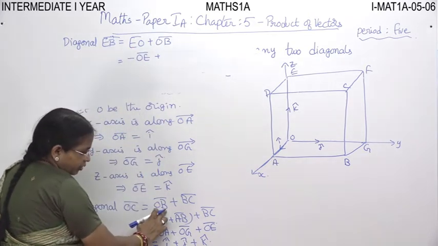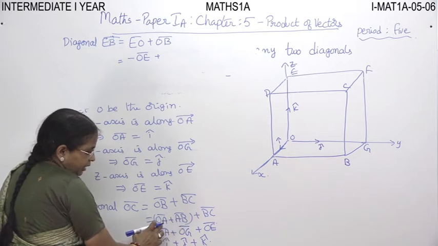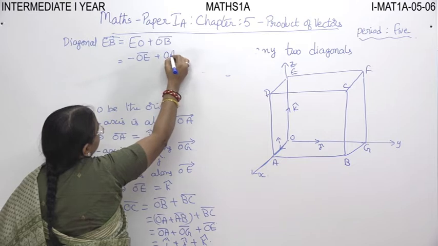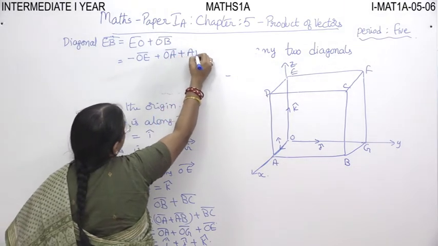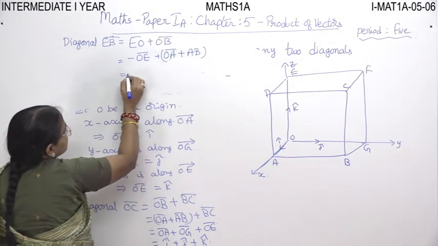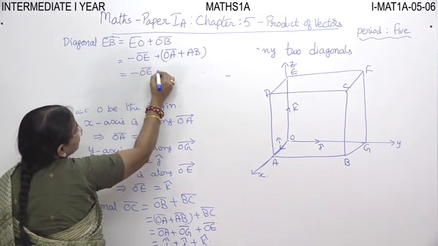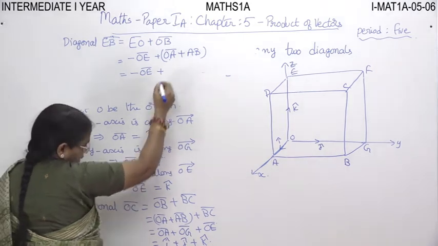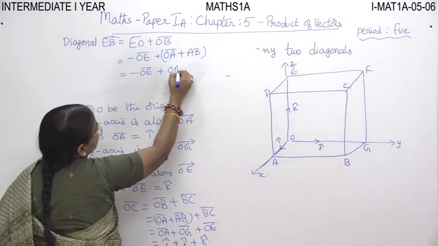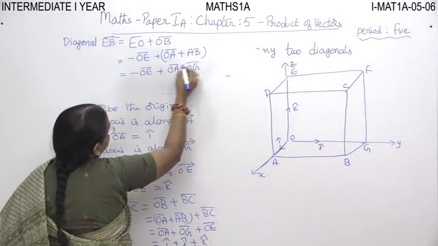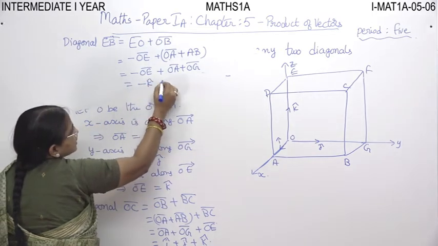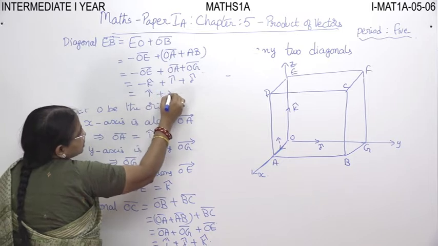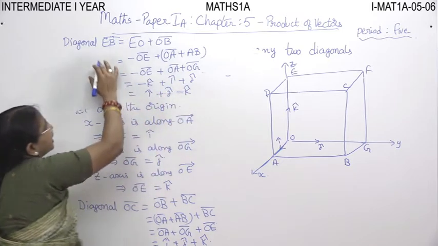Now again, what is OB? OB is OA plus AB. But again, AB is OG, so we'll substitute like this. So this is minus OE plus OA plus AB, and I'll substitute directly. So it is OA plus OG, which is equal to minus k plus i plus j, or it is equal to i plus j minus k. So these are the two diagonals.